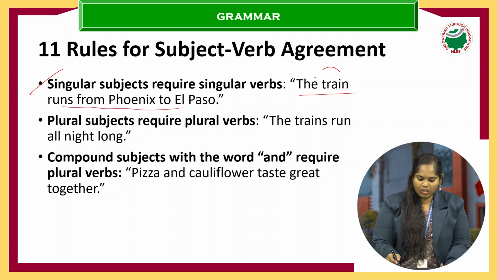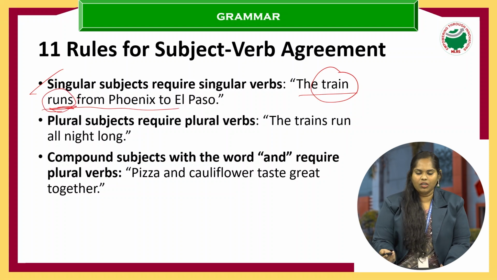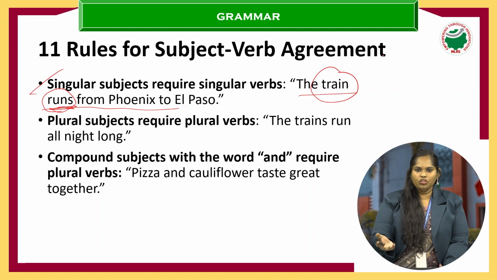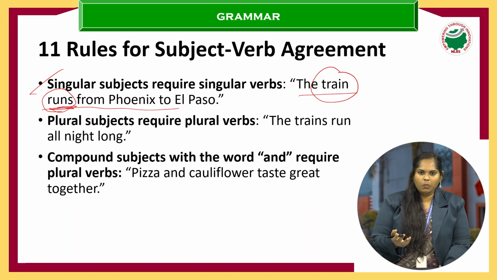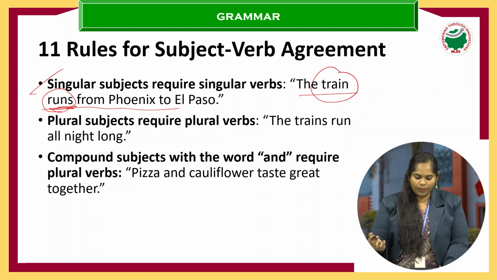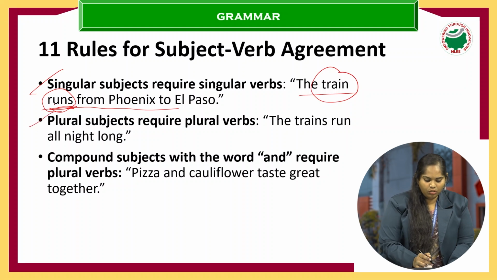So the train is a singular subject, and "runs" is what we are going to focus on. You know what V1, V2, V3 are; I'll be calling them present, past, and past participle. When you understand V1, V2, V3, it will be V1, which is "runs." The train runs from Phoenix to El Paso.